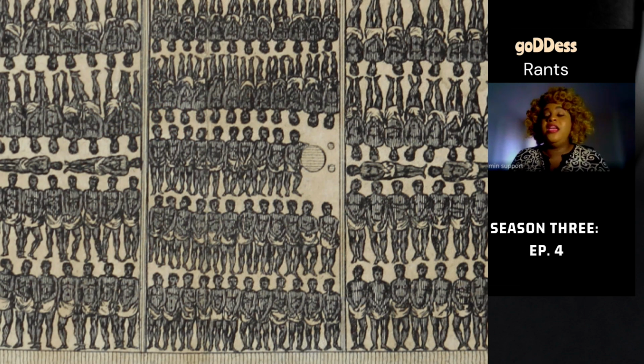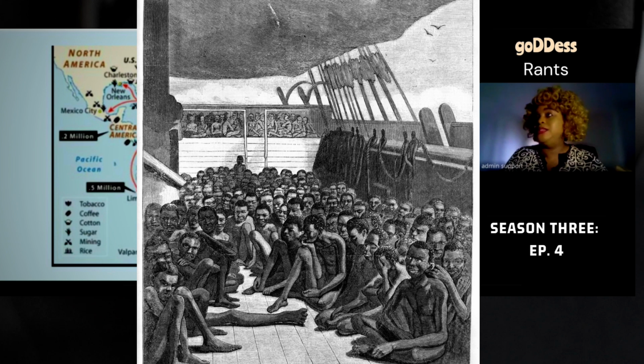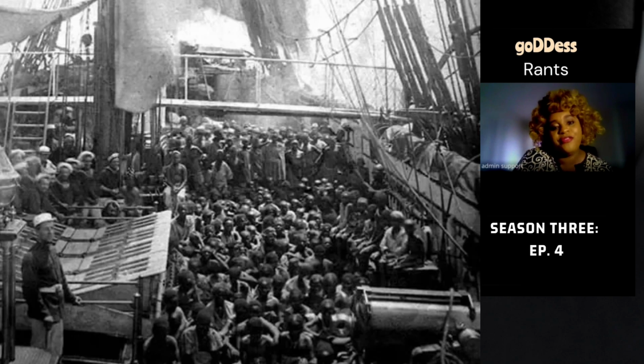When we read it in school, that was what they told us. They were laid like sardines, pretty much. And it was horrific. It was terrible. It was overcrowded. They had poor sanitation. They had insufficient food, insufficient water. They were loaded into these ships and they were chained. And then they put people on top of other people.